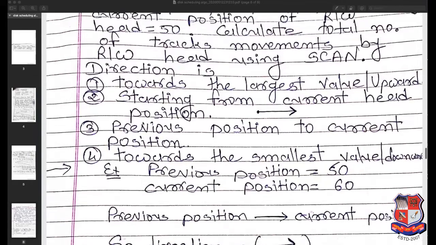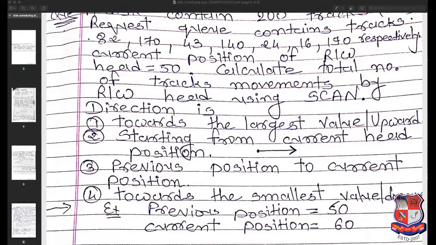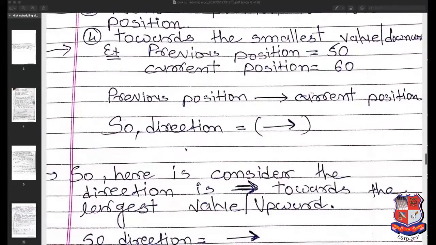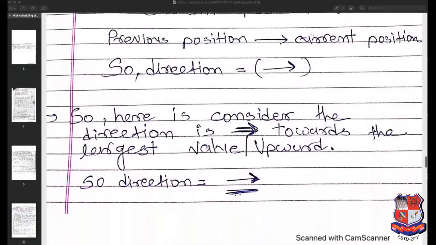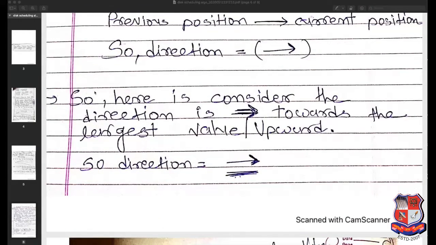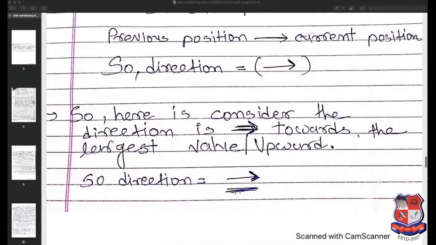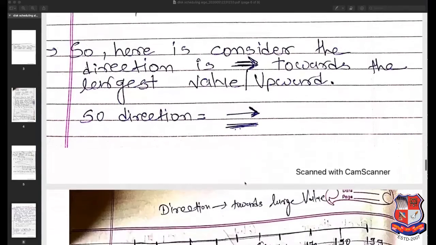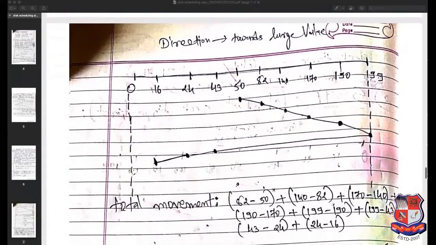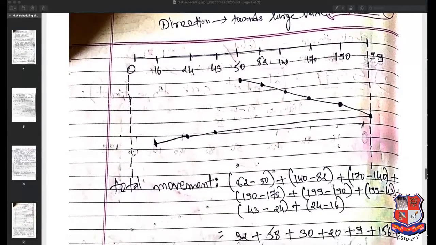There are different criteria for the direction. Now let us start with the scan disk scheduling concept. As per this question, I consider the direction to be towards the largest value, or upward value. Towards the largest value means lower to higher value, which means left to right. So my direction is left to right.